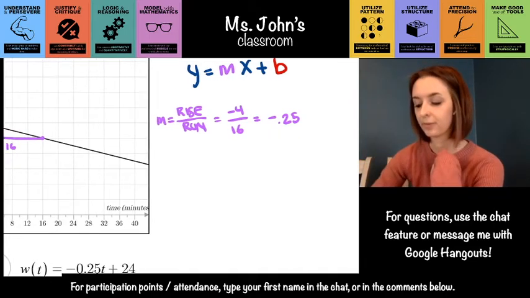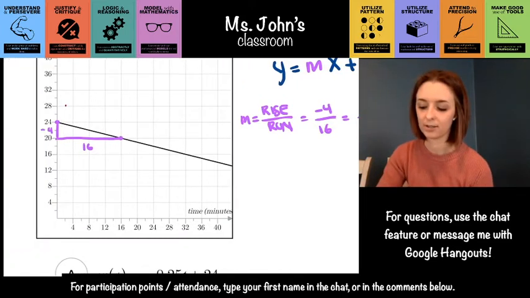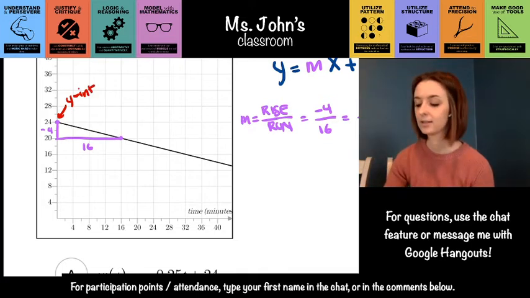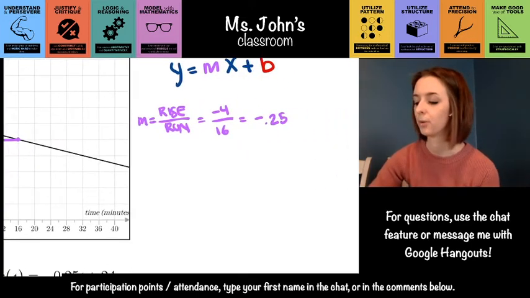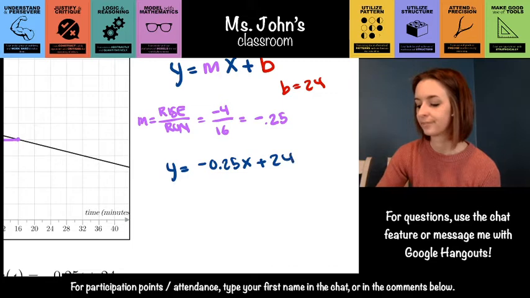We got half the problem done already. And then the y-intercept is just where it crosses the y-axis, right there. It crosses the y-axis at 24. So b is 24. So without even looking at our answers, we already know what it's going to look like. It's going to be negative 0.25x plus 24.